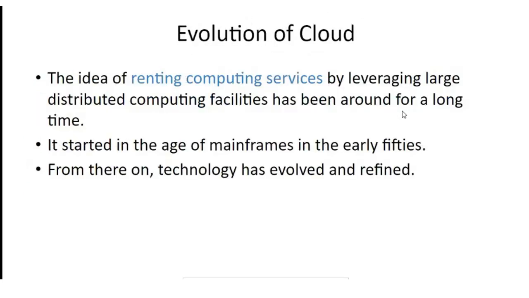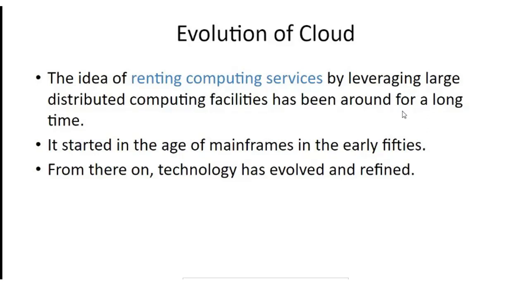Okay. So next we are going to move on to the evolution of cloud. This evolution of cloud we already know, right? There is a process of renting something. Here what we are going to rent is the computing services. For renting the computing services, we need the concept of distributed systems. Actually it started from mainframe computers itself, at the age of say 1950s. From there, specific kinds of technologies have evolved over time, and now we have the cloud computing concept.